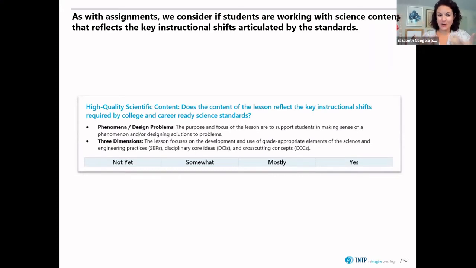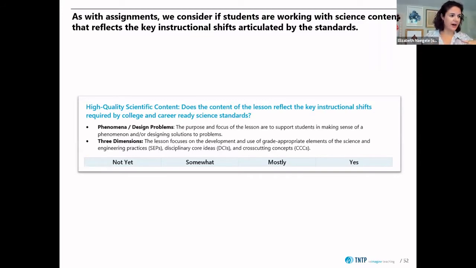What we're looking for is the integration of the disciplinary core ideas, the science and engineering practices, and the cross-cutting concepts. With the assignments, we're looking at a 0, 1, 2. Here we can get into a situation where something might be a mostly and not a yes, because maybe it's got a good phenomenon and some of the dimensions, but not all of the dimensions. So it's nice to have a little bit more options here when we're thinking about how we would evaluate the content of the science lesson.